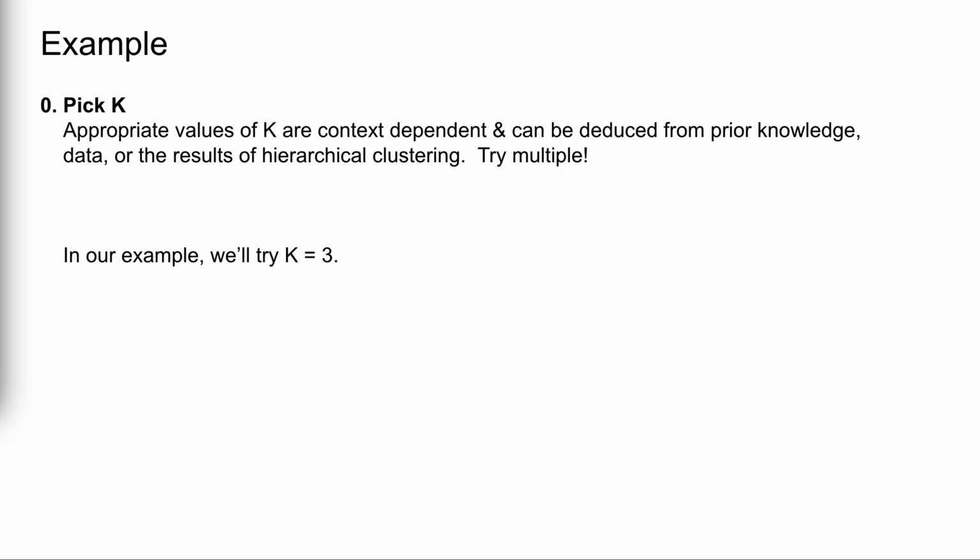Step 0 of the algorithm is to pick the number of clusters k that we want to identify. Now, there's no universal rule or recipe for picking k. Rather, the appropriate values of k are context-dependent. They can be deduced from prior knowledge, data, or even the results of hierarchical clustering. The best thing to do is try out multiple values of k. After all, clustering is a discovery tool. Trying out different numbers of clusters can reveal different important patterns. In our example, we'll play around with using k equals 3 clusters.